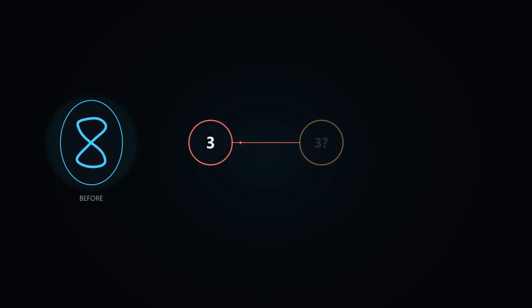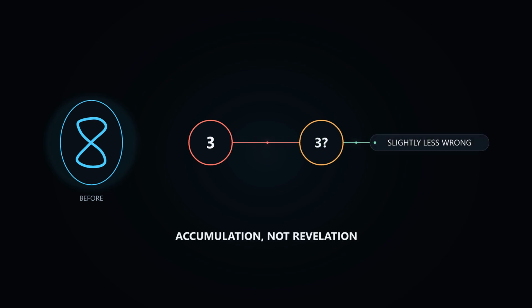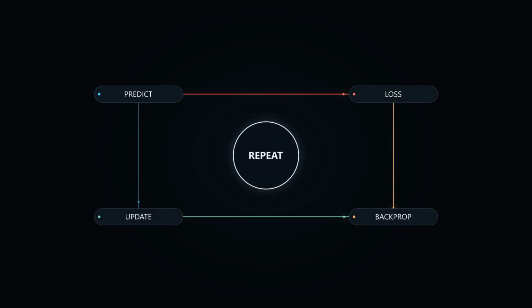After one update, the model has not mastered handwriting. The same 8 passes again, and the network may be slightly less wrong. Learning is accumulation, not revelation. Training repeats this loop across many 3s and 8s. Predict forward, measure the loss, calculate gradients backward, update the weights, then start again.